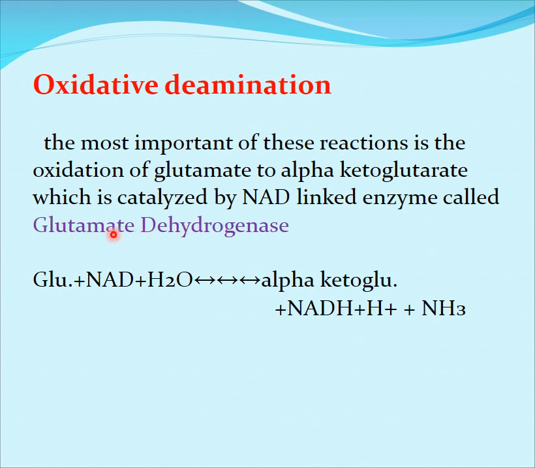Glutamate dehydrogenase, from its name we know that it involves removing of hydrogen or proton, so it needs a coenzyme with a hydrogen acceptor. This is NAD. So glutamate dehydrogenase with its coenzyme NAD will remove the amino group from glutamate, forming alpha ketoglutarate and NADH.